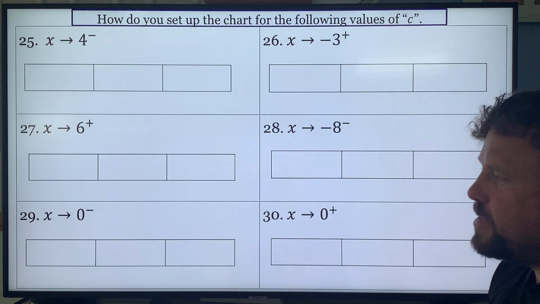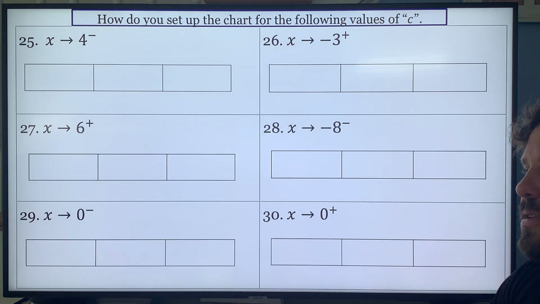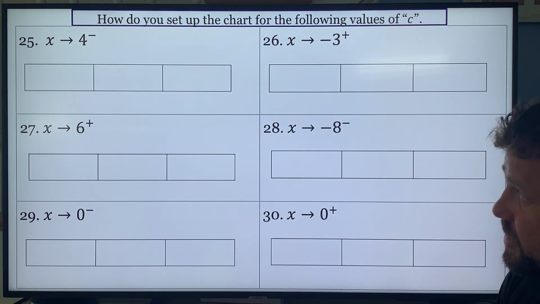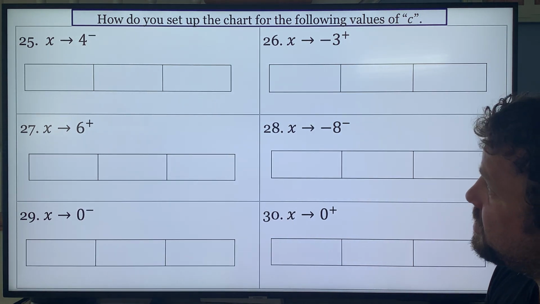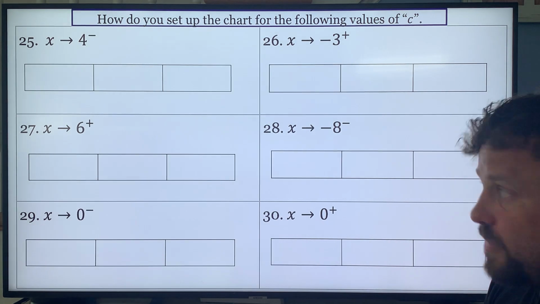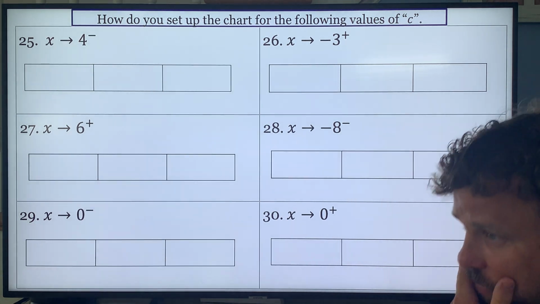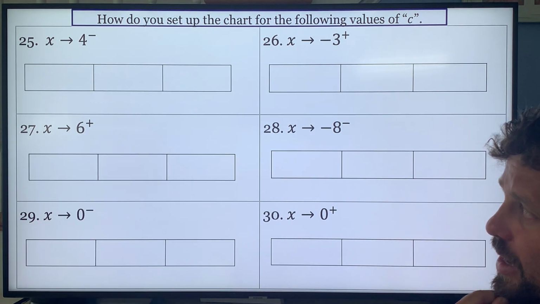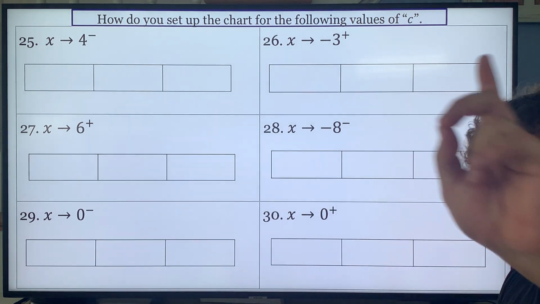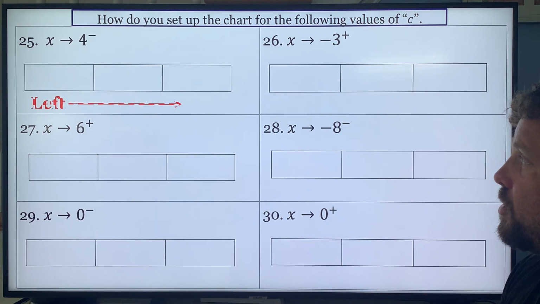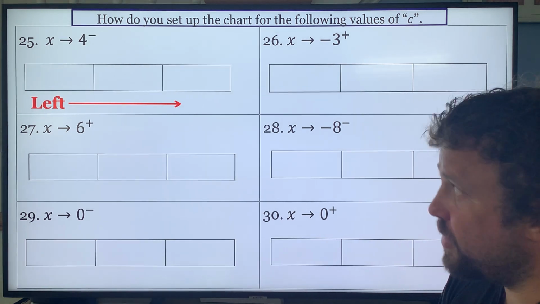All right. To make sure you guys understand how to do this stuff and are capable of it, we're just going to set up charts for different values of C. All right? So the first chart says x is approaching 4 from the negative. So since it's approaching 4 from the negative, am I going to get all the numbers leading up to 4 or all the numbers slightly after 4? From the negative, you should say, is all the numbers from the left leading up to 4.